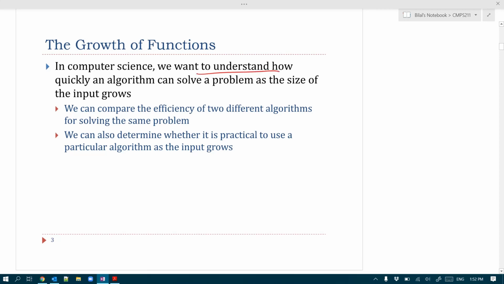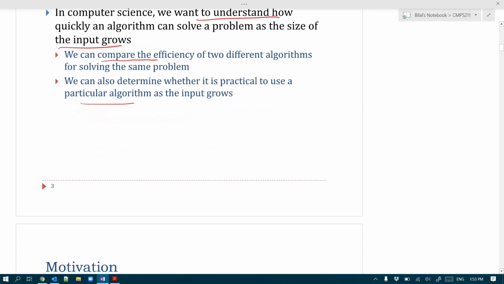In general, in computer science, we want to understand how quickly an algorithm can solve a problem as the size of the input grows. We can compare the efficiency of two different algorithms for solving the same problem, and we can also determine whether it is practical to use a particular algorithm as the input grows.